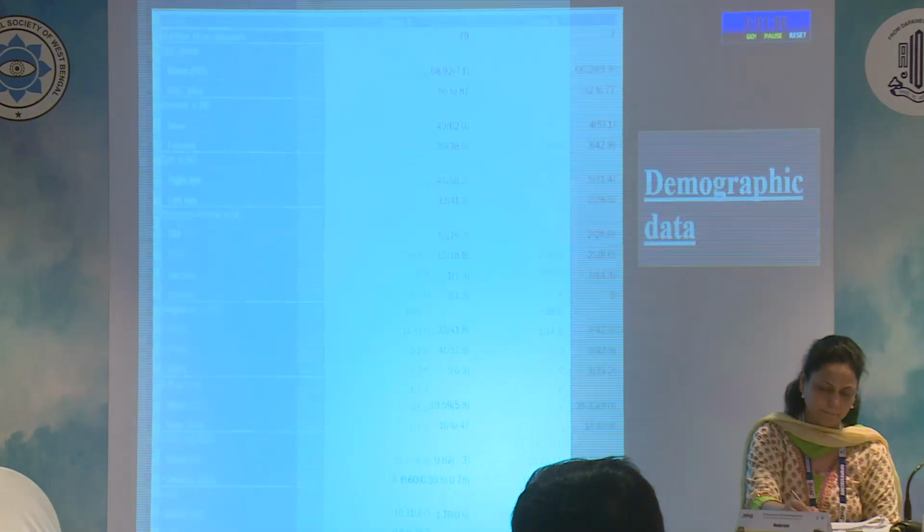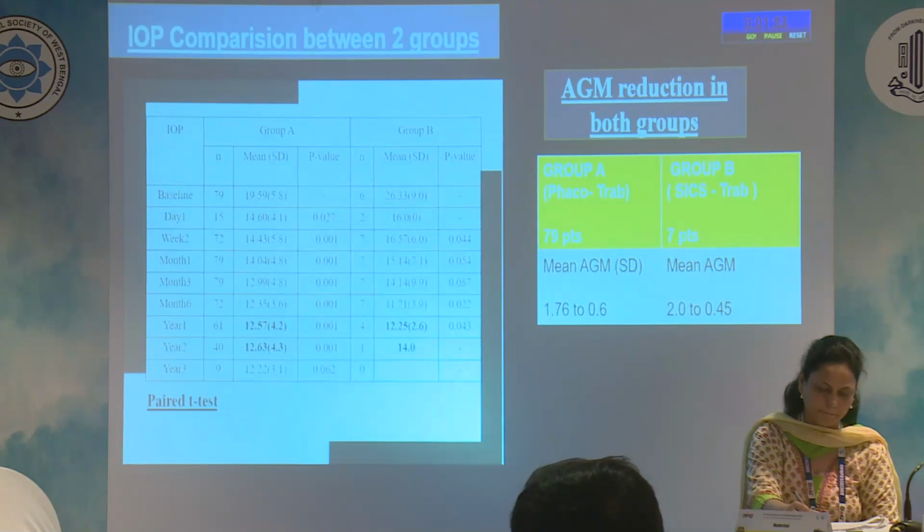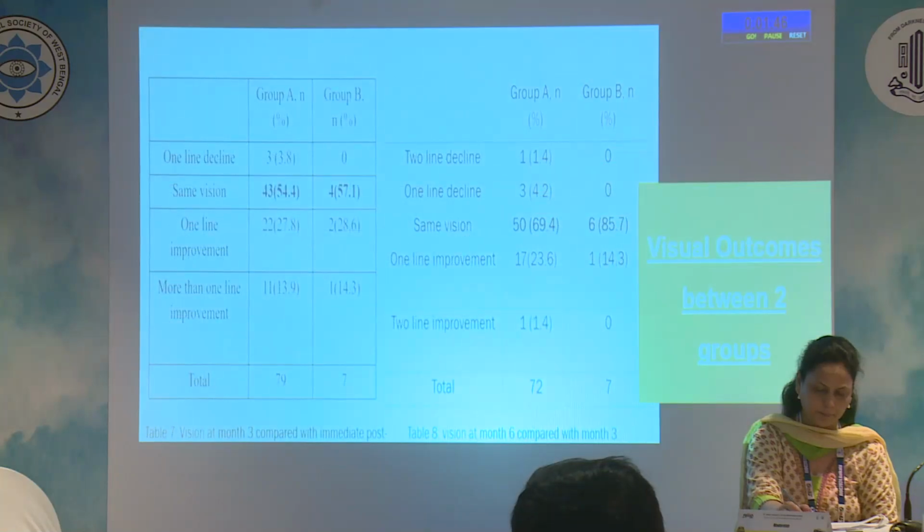And these look at the IOP control from 19 mmHg to 12 mmHg in the phaco trab group, while in the SICS group 26 to 12. So this is the only highlighting thing.